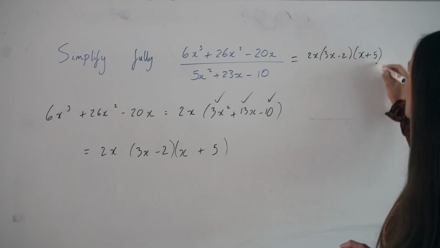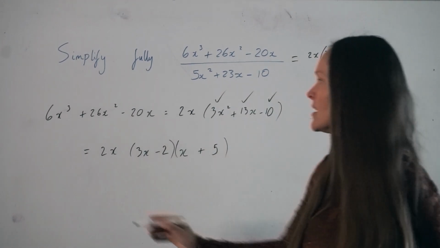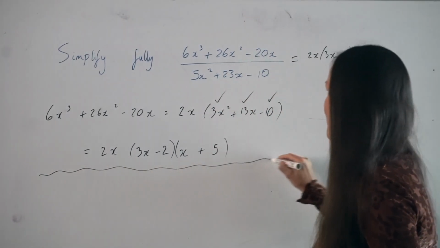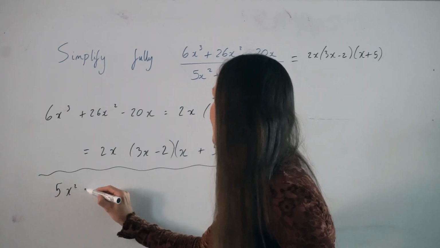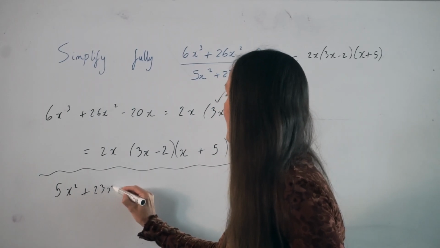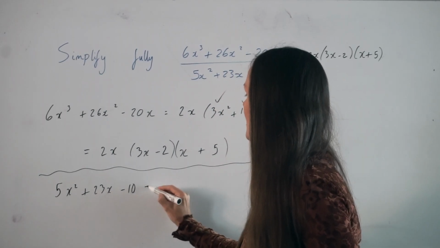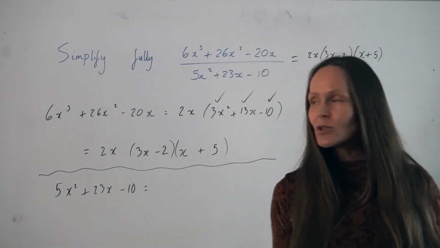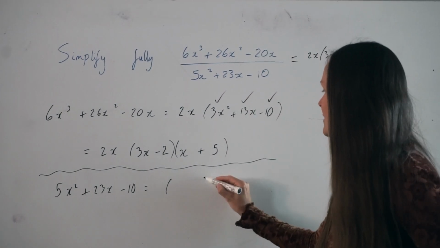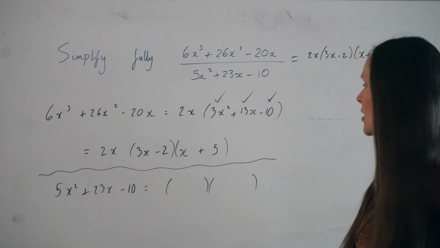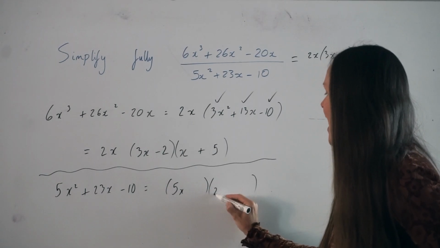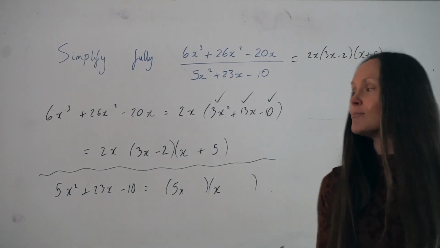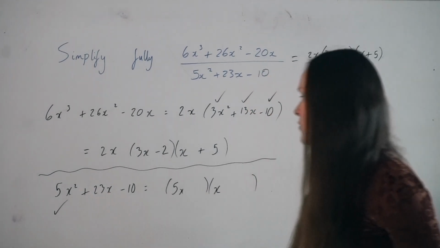And next we're going to factorise the denominator, okay? So I'm going to rewrite the denominator down below. So we've got 5x squared plus 23x minus 10. So we're factorising another quadratic, so I need two sets of brackets. And I can start by filling in these two numbers here. They have to be 5x and x, since 5x multiplied by x gives us the 5x squared.